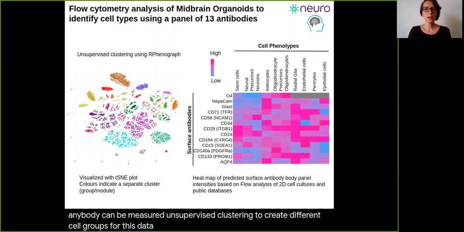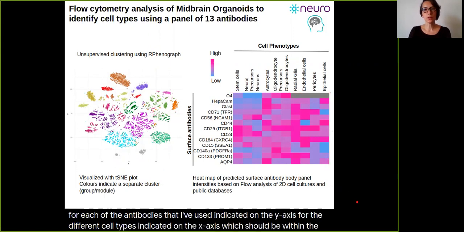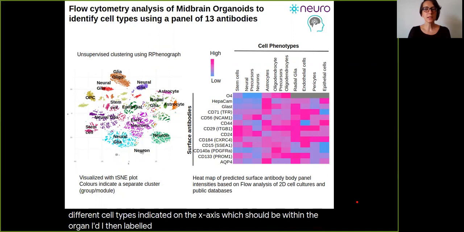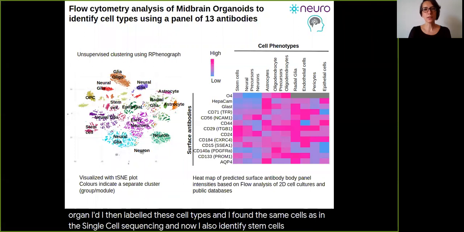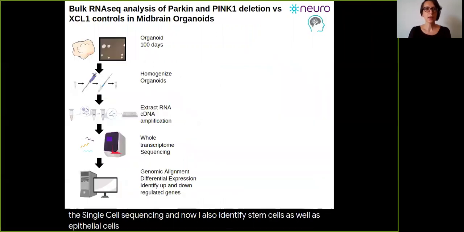For this data, I created a matrix of the predicted expression for each of the antibodies that I've used, indicated on the y-axis, for the different cell types indicated on the x-axis, which should be within the organoid. I then labeled these cell types, and I found the same cells as in the single-cell sequencing, and now I also identify stem cells as well as epithelial cells.